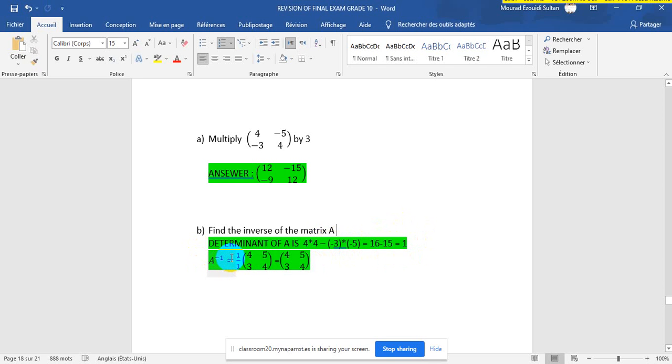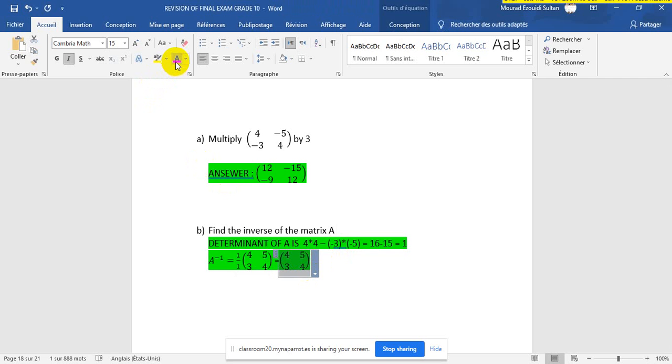Then the matrix inverse is 1 over 1 multiplied by, just change the place of A, it will take the place of D, and make a negative sign in front of B and C. So the answer will be 4, 4. Negative 3 will be 3. Negative 5 will be 5. And this is the best answer. Clear? I'll make it with red. The next question.